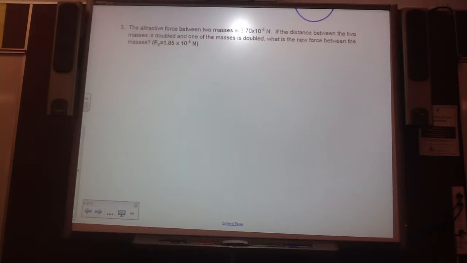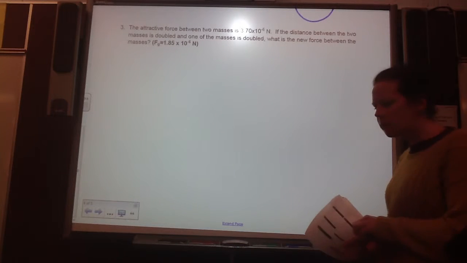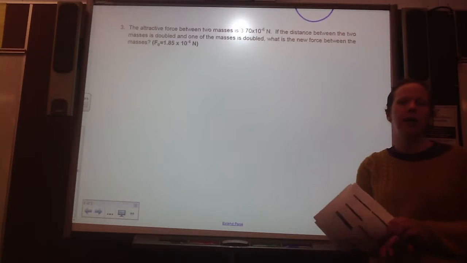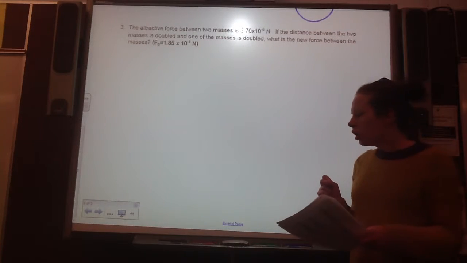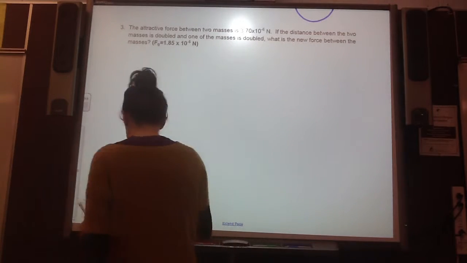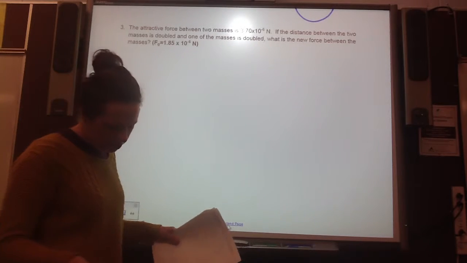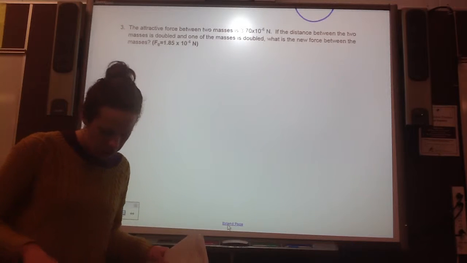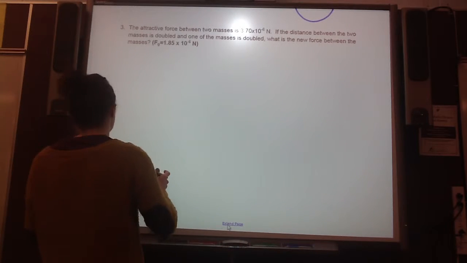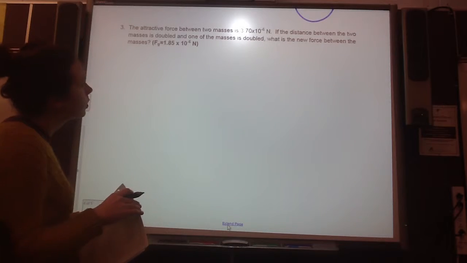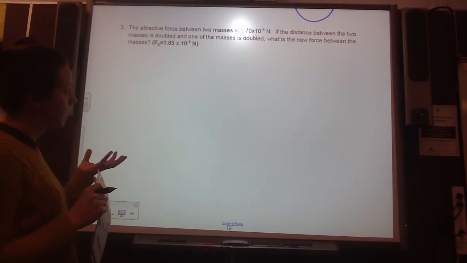So now this example is where we basically set up a ratio to compare original versus modified. Okay? This is something we did in our kinematics unit, and I'll just explain the theory behind why we're doing it again. The attractive force between two masses is that many newtons.